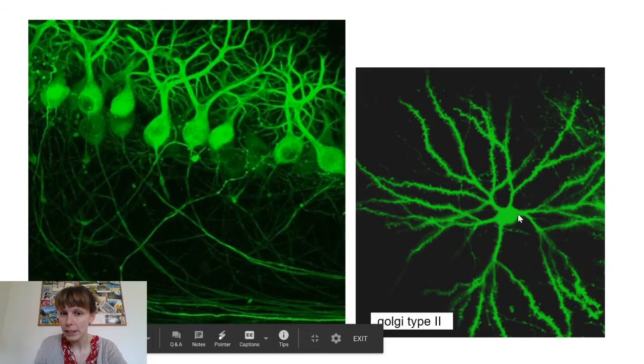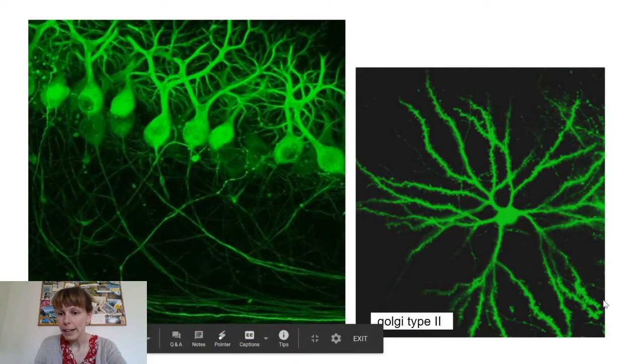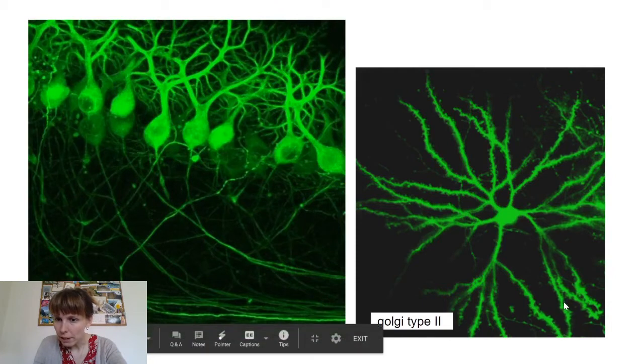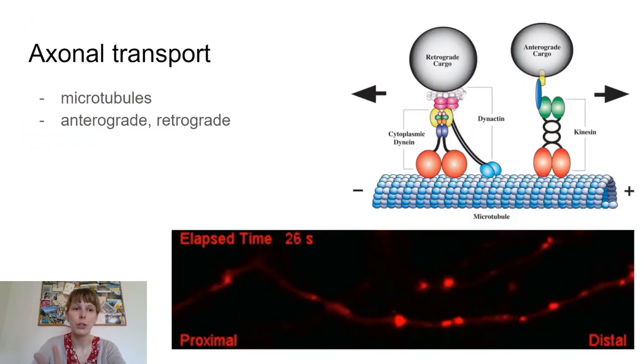So it's sitting here, the soma quite small, and processes coming to all sides, and you can see that there are these small green bumps on the processes, on the dendrites. So these are the dendritic spines. We will get to that as well. So that's where the synapses with these interneurons will be happening. So that's Golgi type 1, Golgi type 2.